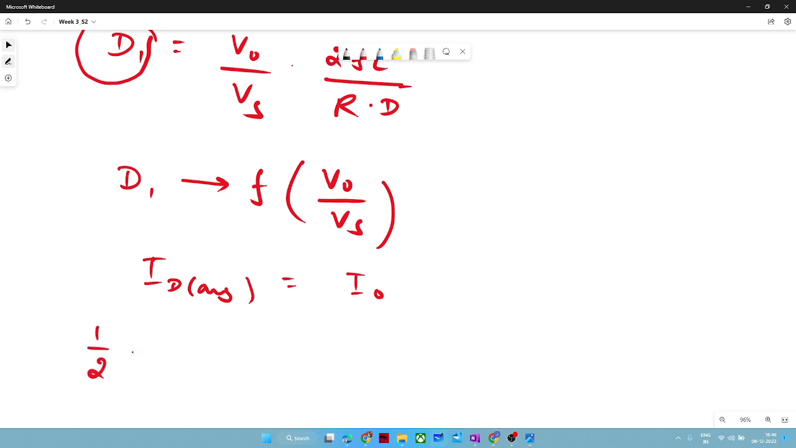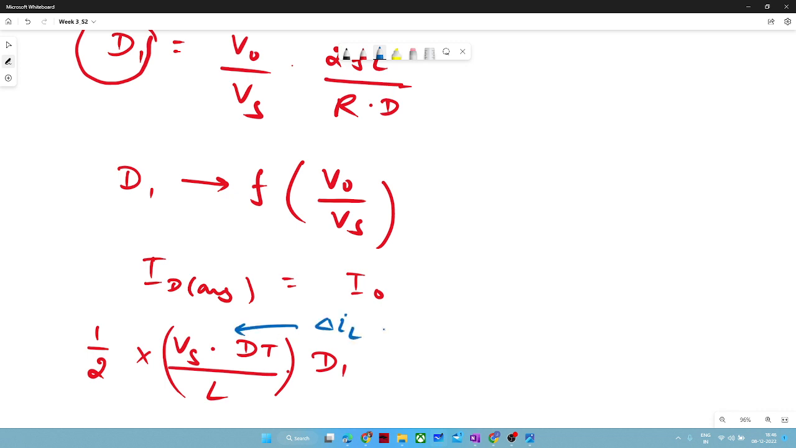So now the average ID was nothing but half into Vs into, nothing, just half into delta IL into D1. This is nothing but your delta IL, which is D Vs by Fl, into D1, because your diode is conducting only for D1, and you equated it with V naught by R.